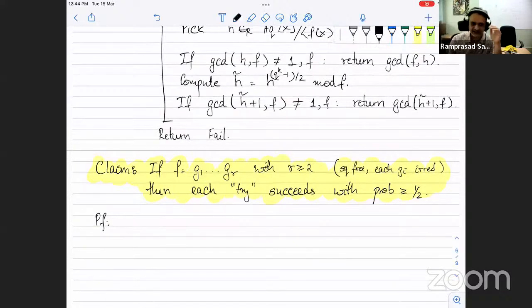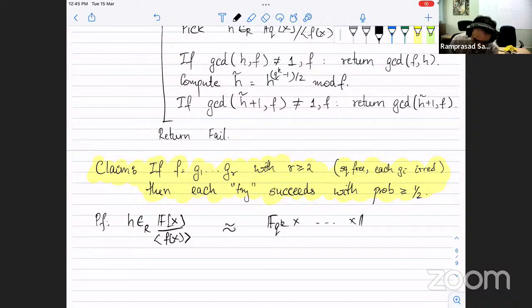Now let's see why that is the case. What did we do? We started off by picking some h in F_q[x] quotiented with f(x), and we picked this at random. Now I know for a fact the world we are working in is isomorphic to this world. So in principle, picking a random element here is the same thing as picking a random element here, except I don't have a handle on the right hand side. I don't know what this right hand side is.